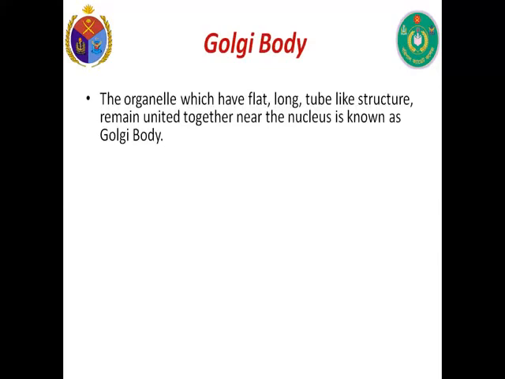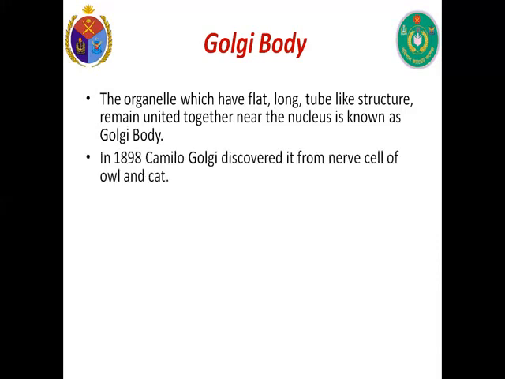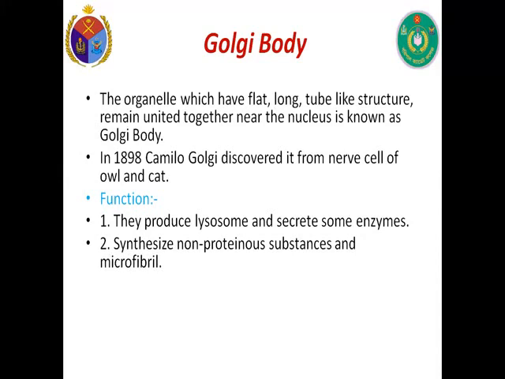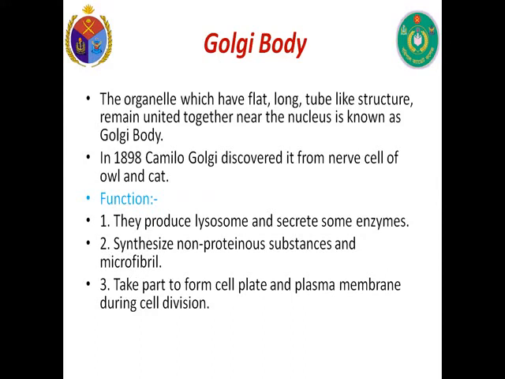Now, my dear cadets, Golgi body. The organelle which has flat, long tube-like structures, remaining united together near the nucleus, is known as Golgi body. In 1898, Camillo Golgi discovered it from the nerve cell of owl and cat. Now, function of Golgi body. Number one, they produce lysosome and secrete some enzymes. Number two, synthesize non-proteinous substance and microfibril. Number three, take part to form cell plate and plasma membrane during the cell division.